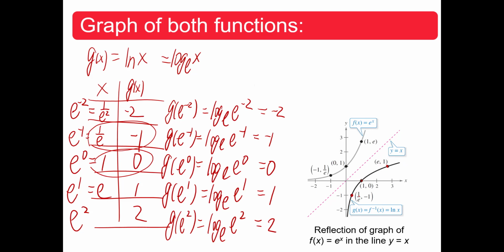We can plot a little bit more here, but once we know the shape of the curve, we will be able to do that. And f of x equals e to the x is symmetrical with respect to y equals x, so we also form a mirror image based on the identity function. And that's how you graph the logarithm with base e.